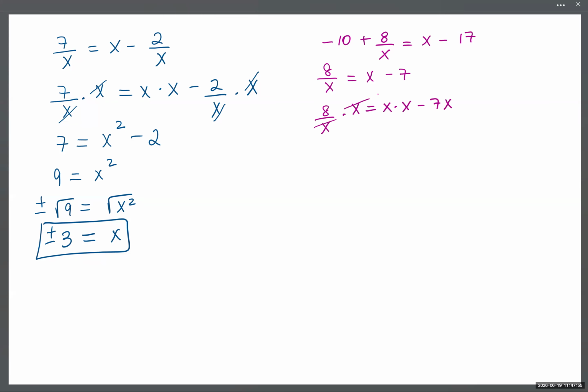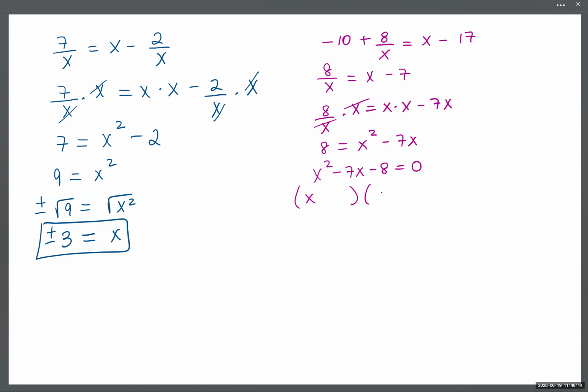So on the left-hand side, the x's disappear. 8 equals x squared minus 7x. Now this is a quadratic equation. It needs to be in standard form. That means 0 needs to be on one of the sides. So x squared minus 7x minus 8 equals 0.